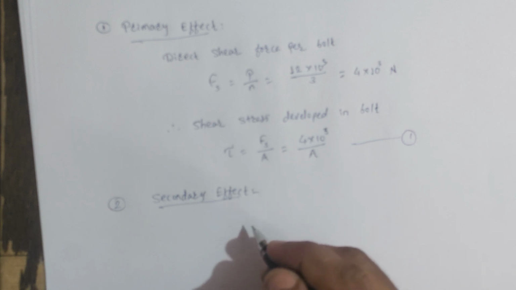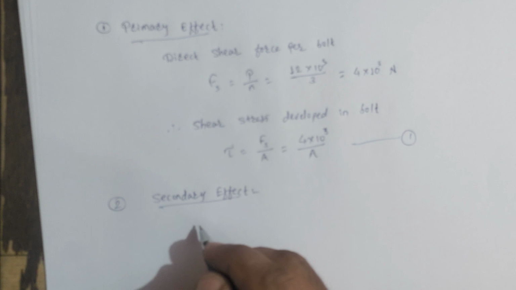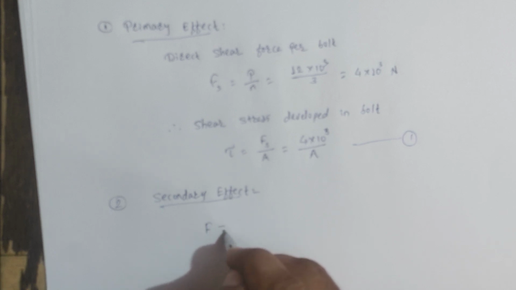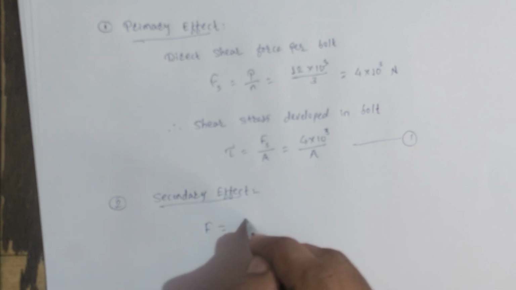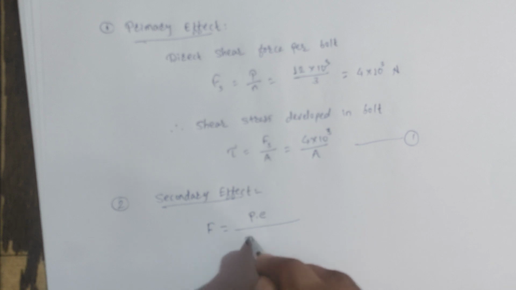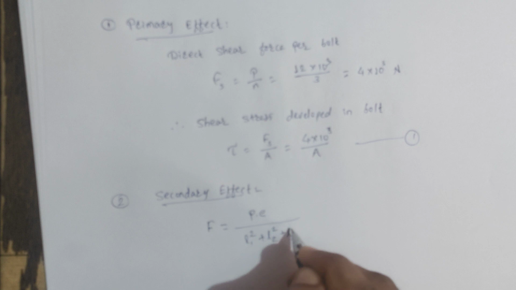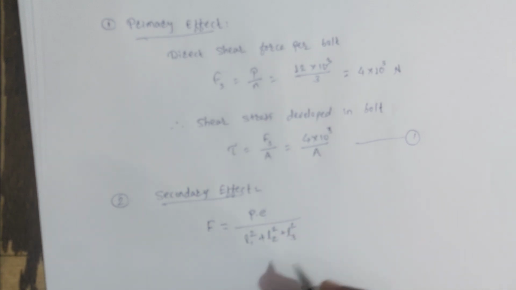So due to the turning effect, there will be a tensile force set up in the bolt, and we have seen that F1, F2, F3 are directly proportional to the respective lengths, and the proportionality constant F is nothing but the tensile force per bolt per unit length, which is equal to P into E divided by L1 square plus L2 square plus L3 square, as there are only 3 bolts.